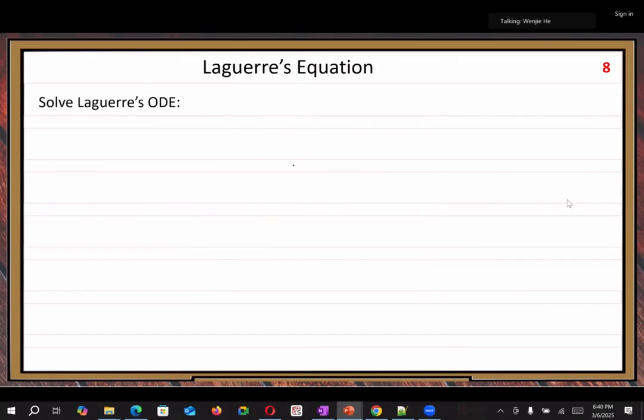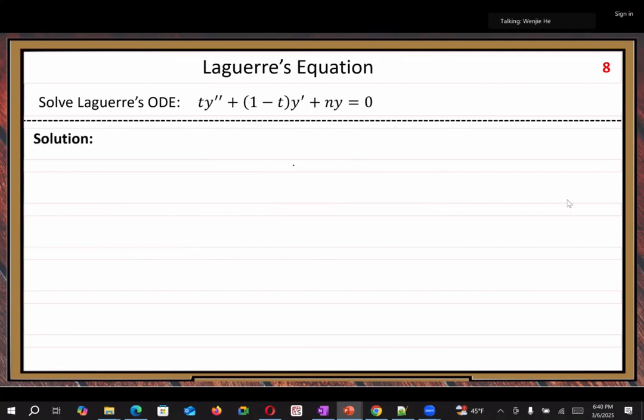Now, Laguerre's equation, solving this special equation with the Laplace transform. Let's try to look at how we understand the structure of this equation. The difference here is 1 minus t here. See? 1 minus t.